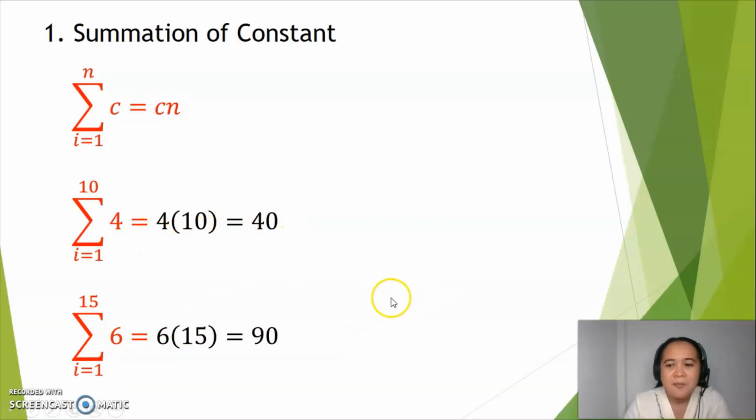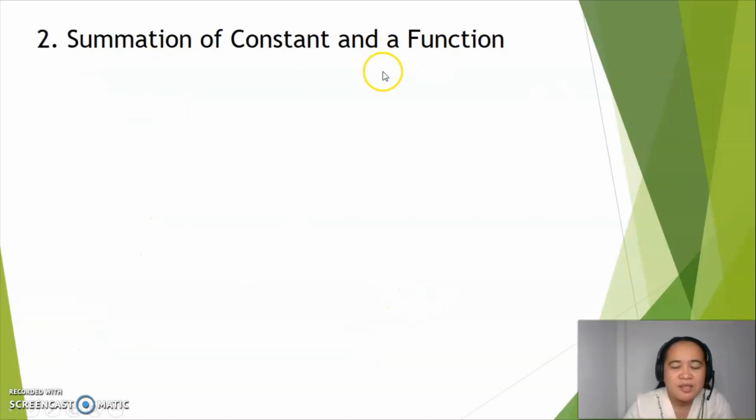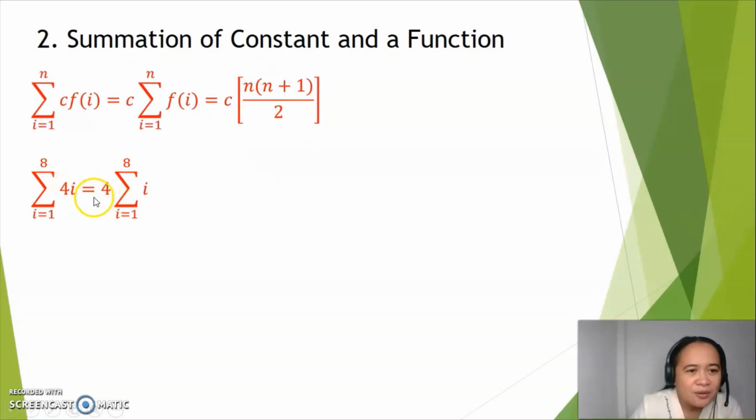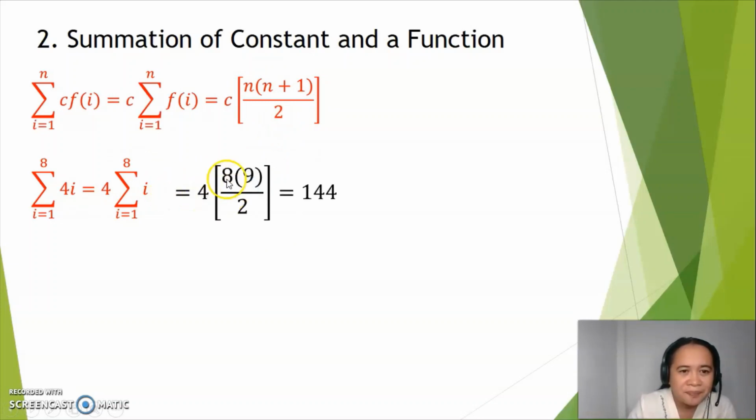So simply multiply. Another, summation of a constant and a function. So for example, what is the summation of 4i? That would be 4 times the summation of i, which is n times n plus 1 over 2. So this would be 4 times 8 times 9 over 2 equals 144. So take note, the summation of the terms 4i from 1 to 8 is 144.